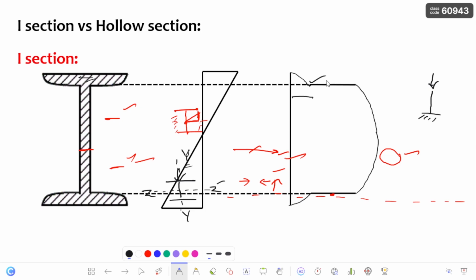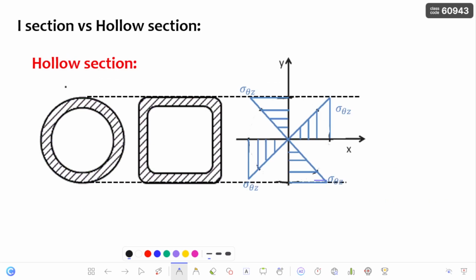Next, coming to the hollow sections. Here, if you observe clearly, these hollow sections have high torsional resistance, because at the periphery of the cross section you can see the area which is present, so that it can take the torsion in that cross section. And compared to the I section, the cross section area is going to be high in case of this hollow section.